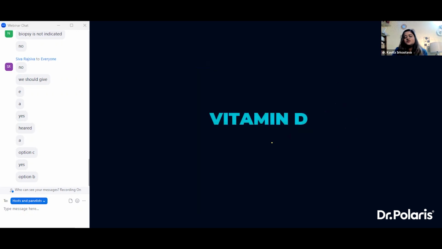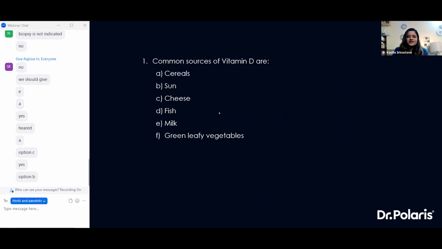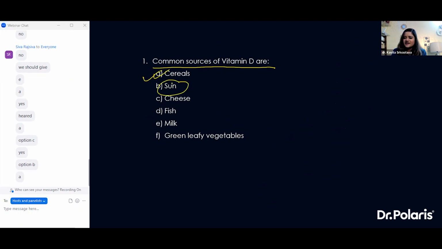All right, so let us move on to another very critical and important topic, that is vitamin D. So what are the common sources of vitamin D for human beings? From where do we get vitamin D? Do we get it from cereals? Yes, we do get it from cereals also. Don't just remember that sun is the only source of vitamin D.